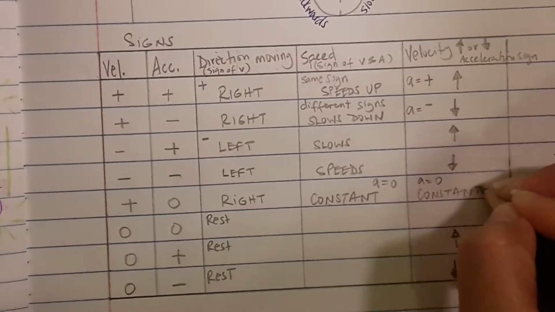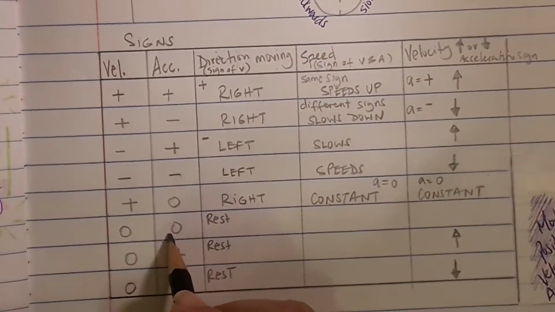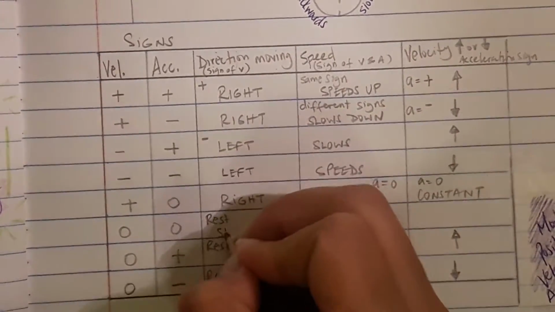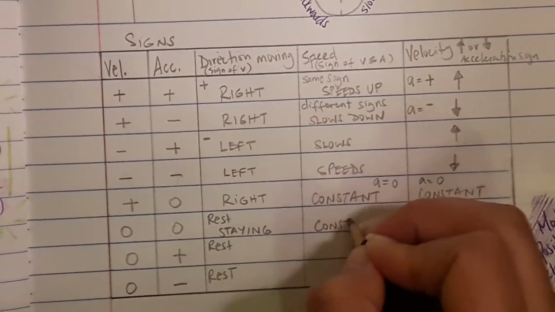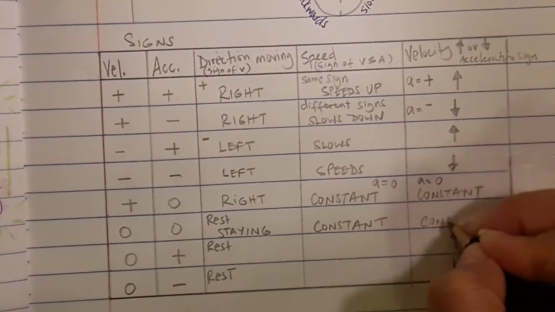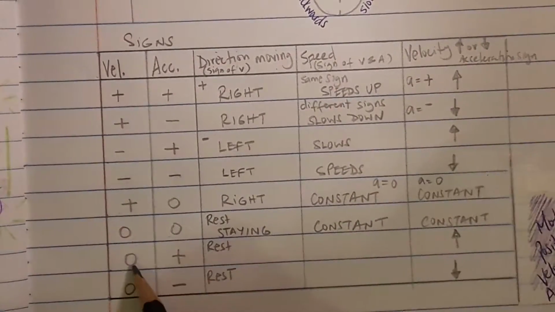So that means the acceleration is 0. That's also constant. When they're both 0, what does that mean? It's at rest. Like it's not moving. We are staying at rest. We stop. And again, because acceleration is 0, that's also constant.